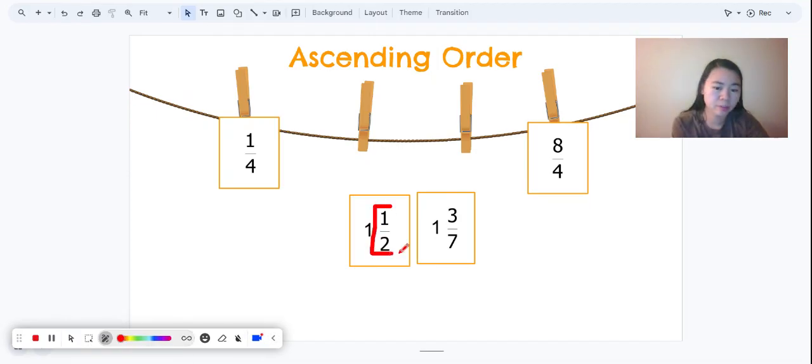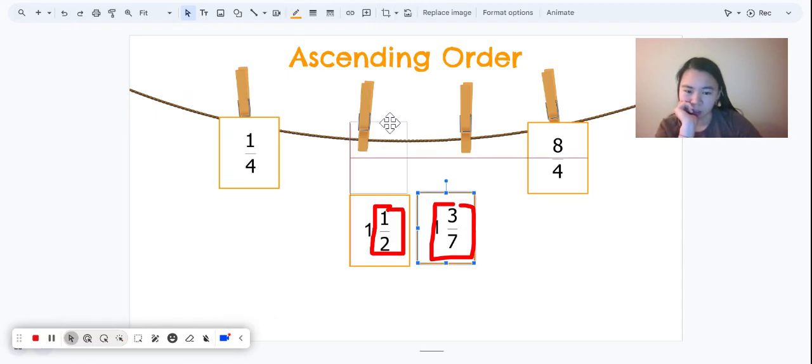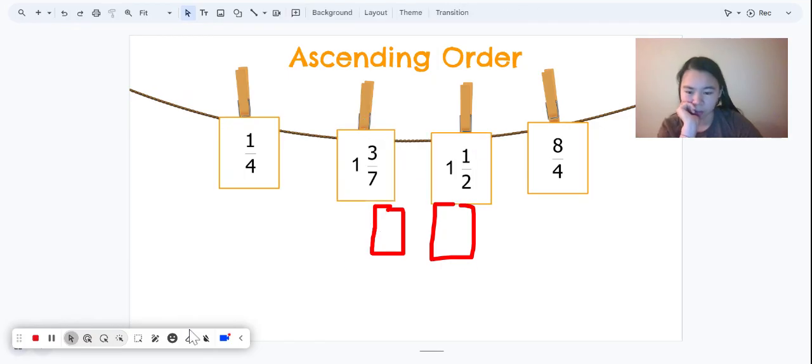A half or 3/7. A half is exactly in the middle. 3/7, where would 3/7 go? Half of 7 is 3.5. Okay, but we only have 3. So this is smaller than a half, which means this is going to come first. 1 and a half will come second.